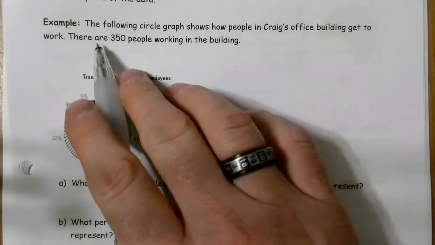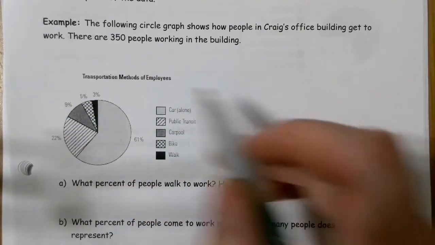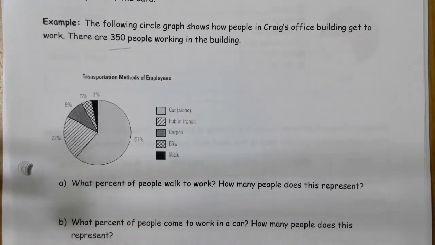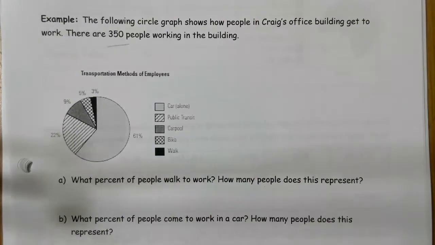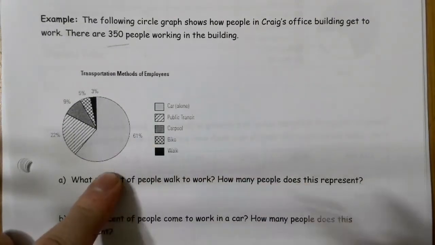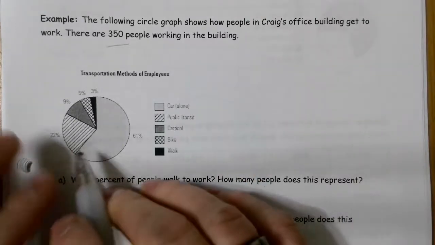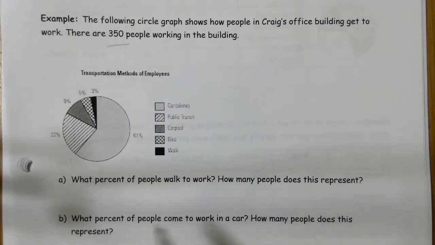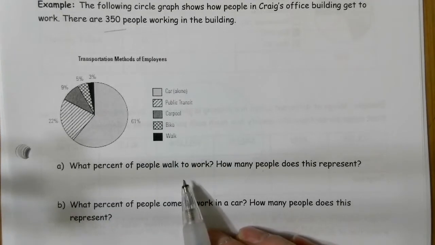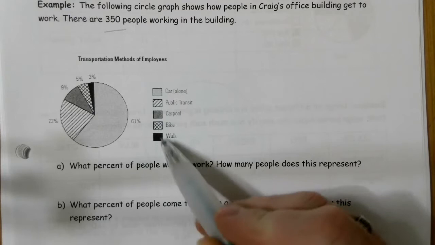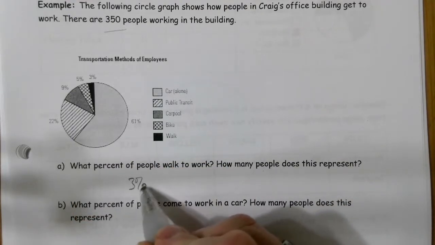In this question we read that the following circle graph shows how people in Craig's office building get to work. There are 350 people working in the building. Here's the circle graph that gives us the breakup of the different ways people come to work. You need a legend to help you interpret this. Let's look at the first question: what percentage of people walk to work? Walking is this really dark one, and that segment is 3%.